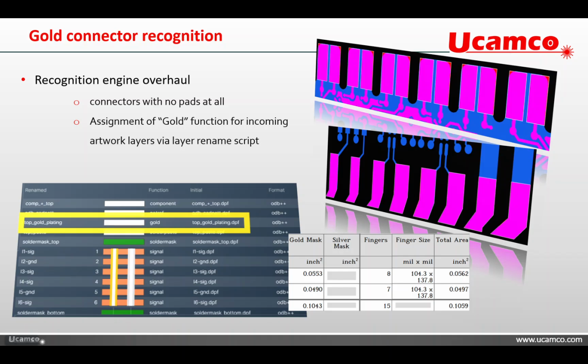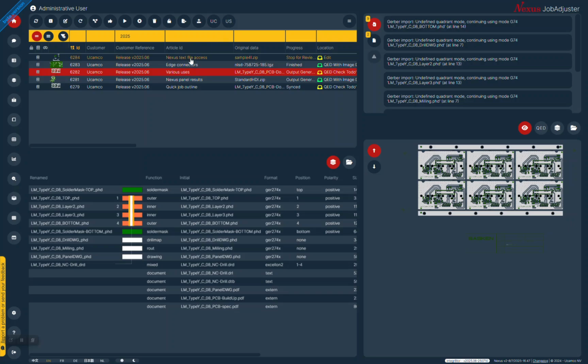If you see in your stack-up of layers that there is something in its name that relates to gold, as an operator you can set this. But we have also extended the possibilities of our rename scripts, so that if you have a list of known names that people tend to use to designate a gold layer, you can incorporate this into your rename scripts, and then this particular layer will automatically end up with the function gold. As a result, gold edge connectors might be recognized much easier, I think.